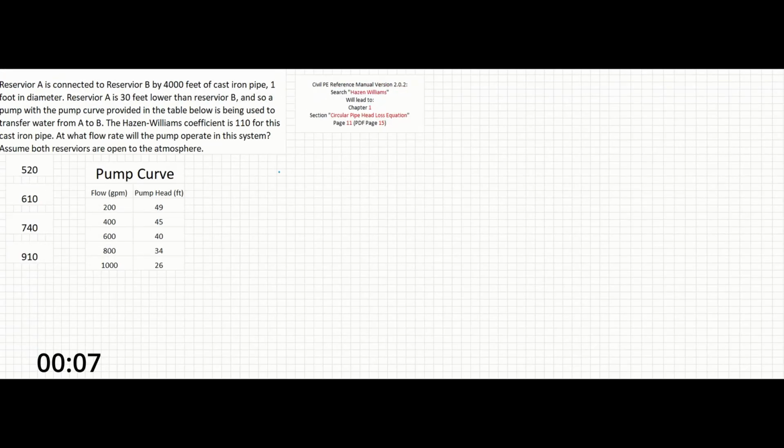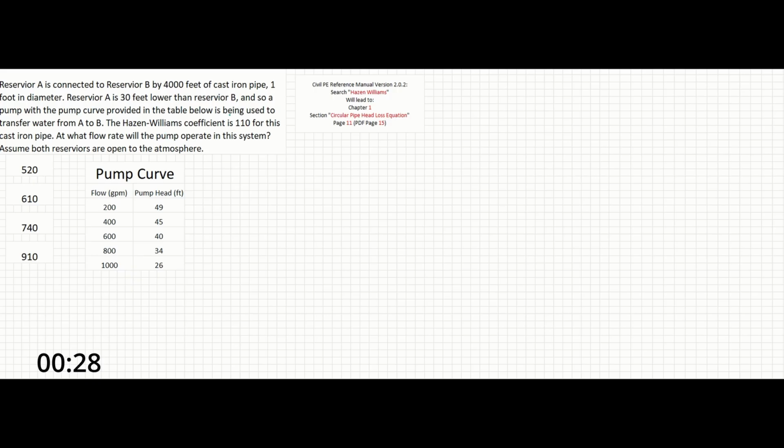In this problem, reservoir A is connected to reservoir B by 4,000 feet of cast iron pipe, 1 foot in diameter. Reservoir A is 30 feet lower than reservoir B, and so a pump with the pump curve provided in the table below is being used to transfer water from A to B.